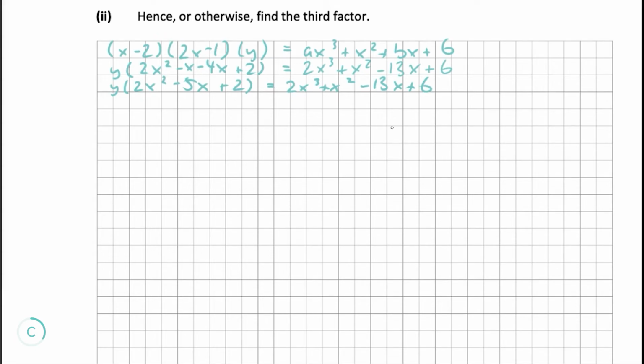And now what we're going to want to do is solve for y. Now to do that, we want to divide this by this. And to do that, we're going to use long division. So the setup for the long division should look like this, and it's quite easy to solve. So to get from 2x squared to 2x cubed, we'd have to multiply by x. And now what we're going to do is multiply everything on the left-hand side by x and take it away from the equation we're dividing.